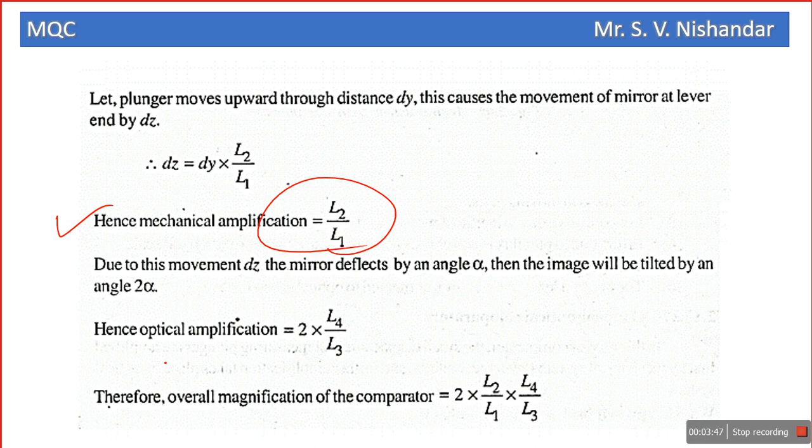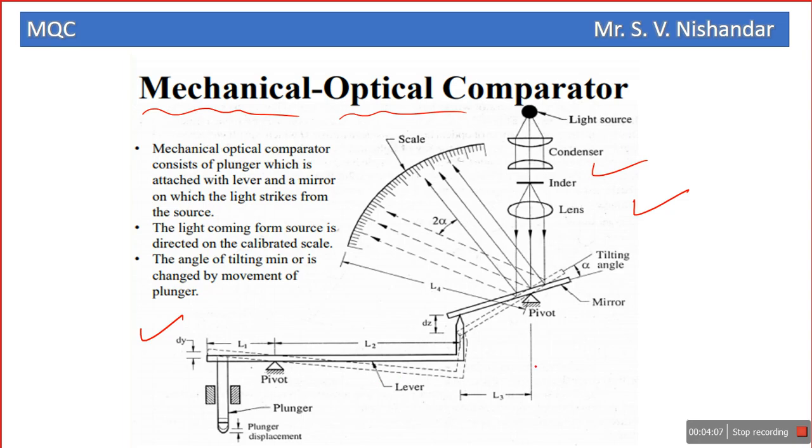And then the optical magnification is achieved. Why is it called twice? I already discussed in the principle: if the angle is alpha, the reflected beam travels twice alpha. So the magnification is twice, and it depends on L4 by L3. L4 is the distance from the pivot to the calibrated scale, and L3 is the linear distance from the plunger to the pivot. So that tilting depends on the ratio of L4 by L3.